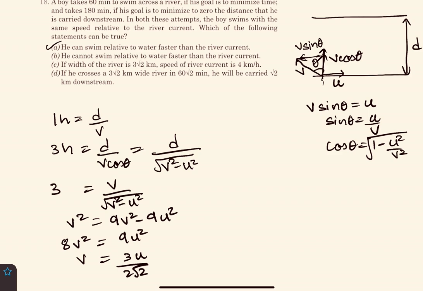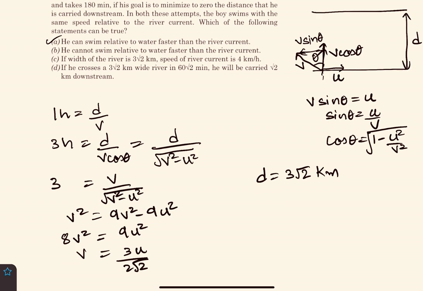Then option C. If the width of the river is 3 root 2 kilometer, the speed of the river current is 4 kilometer per hour. So the width of the river is given to us as 3 root 2 kilometer, and the speed of the river current is asked. So how do we get the speed of the river current? Since d is given to us, we can use this, that v is equal to d upon 1 hour. That is v. So v is 3 root 2 kilometer per hour.